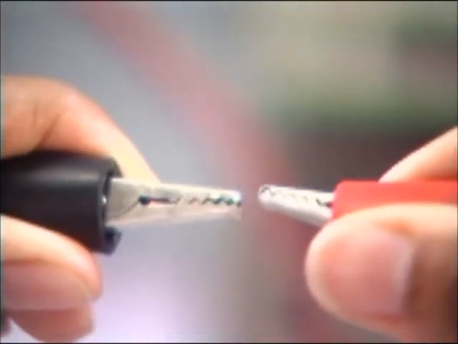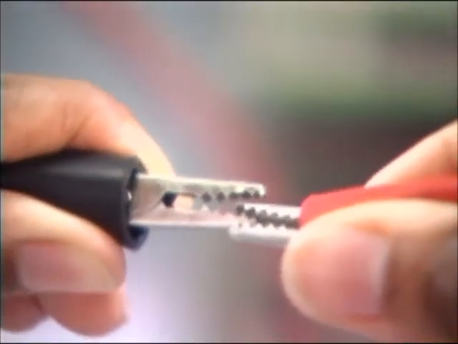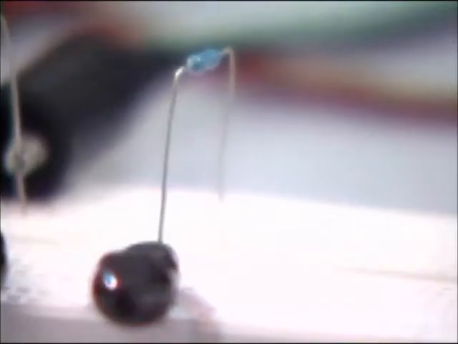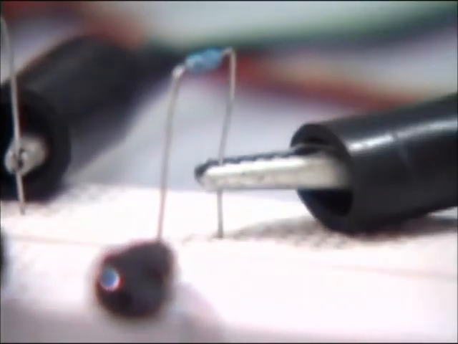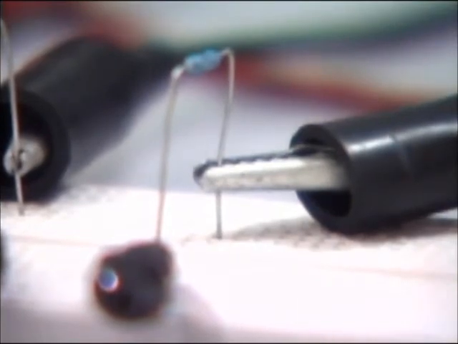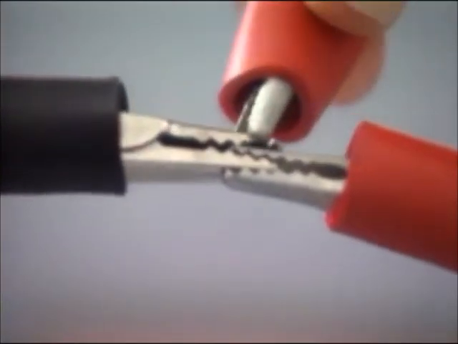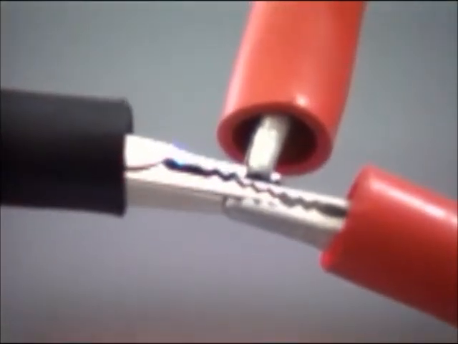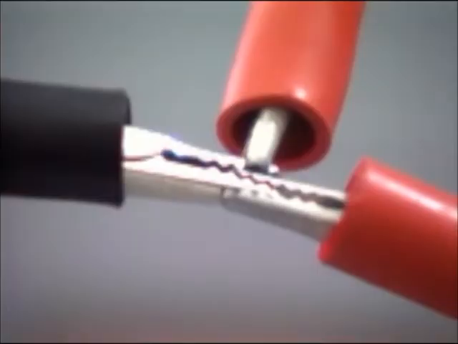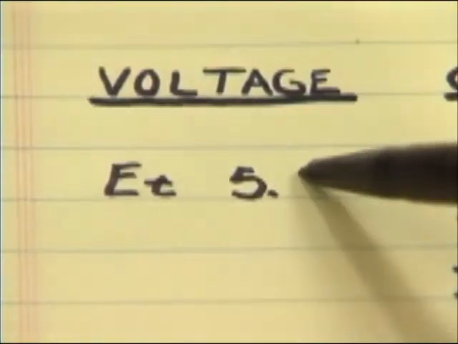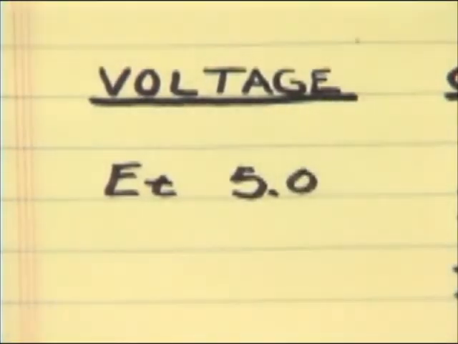Then, connect the red positive clip lead of the branch 1 ammeter to the black negative clip lead of the total current ammeter. Next, connect the black clip lead of the second branch ammeter to the top axial lead of the second resistor. Finally, connect the red second ammeter clip lead to the connection of the first branch ammeter and the total current ammeter. Turn on the DC power supply and adjust its output to 5 volts. On your notepad, record 5 volts next to total voltage, ET.